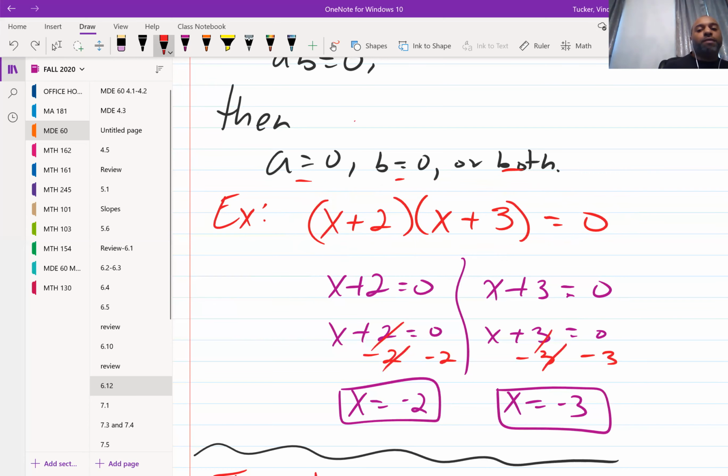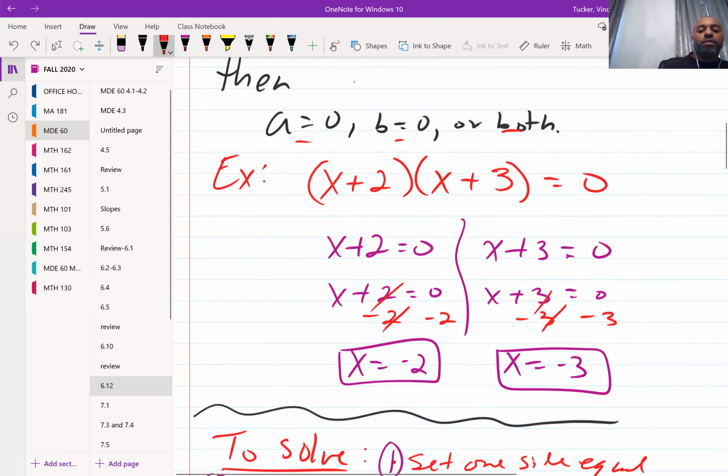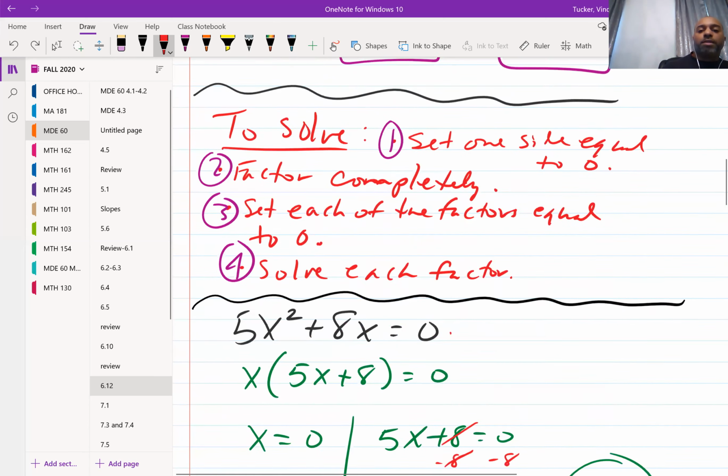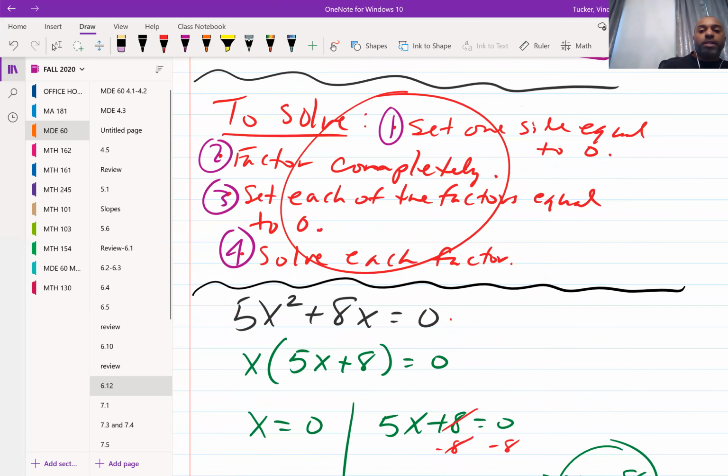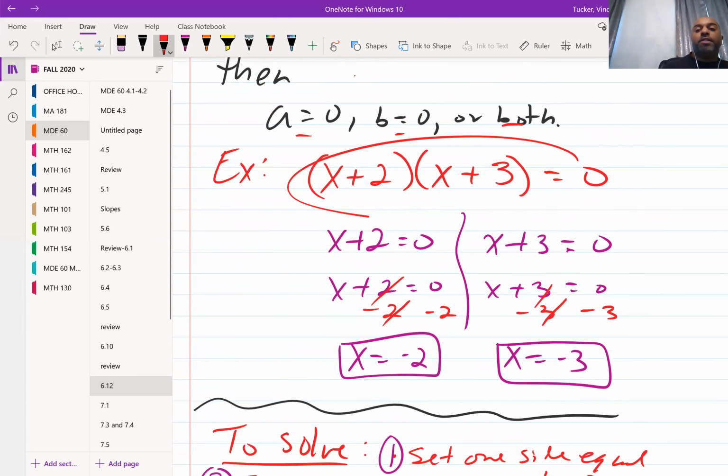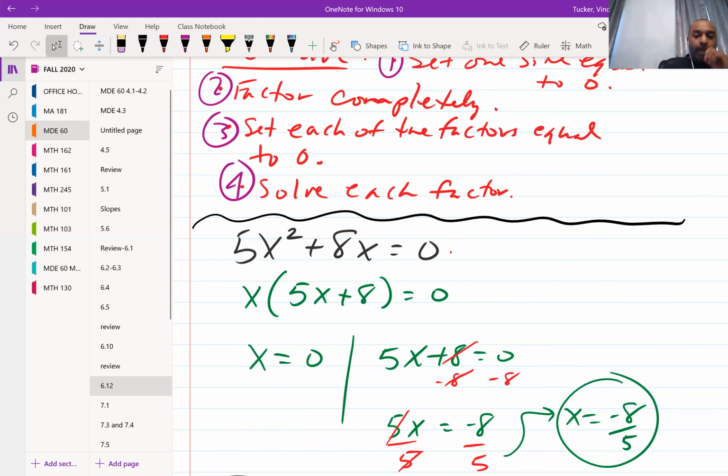Once you've factored, then you can set each part equal to zero. That's what I was saying here: you want to set one side equal to zero, then factor. Remember, factoring is what gets us here. You factor, and then you can set each part equal to zero. That's what we're doing right here.